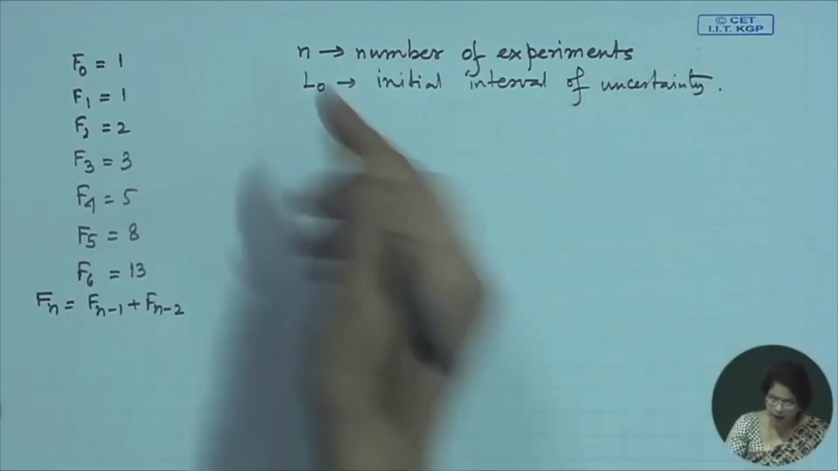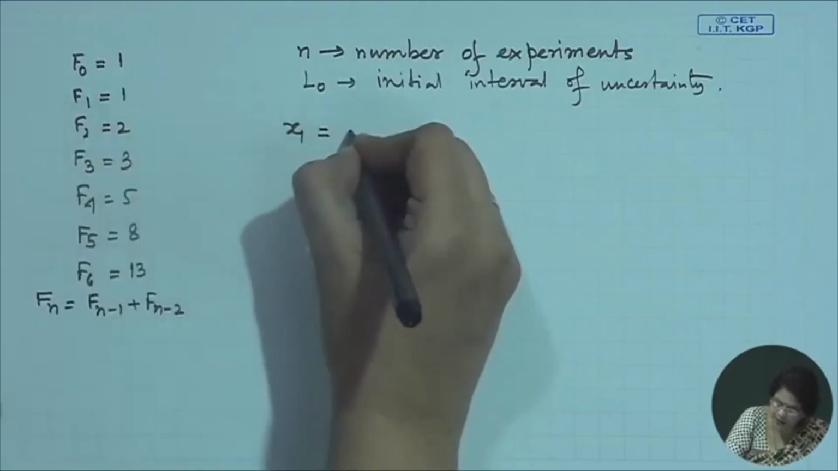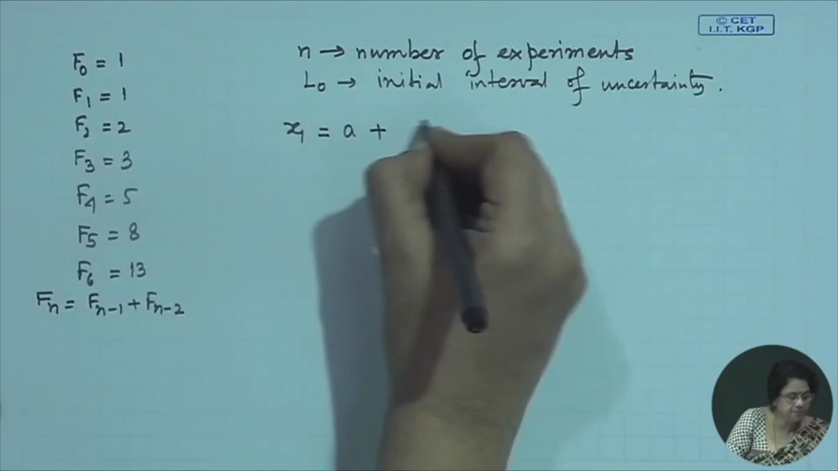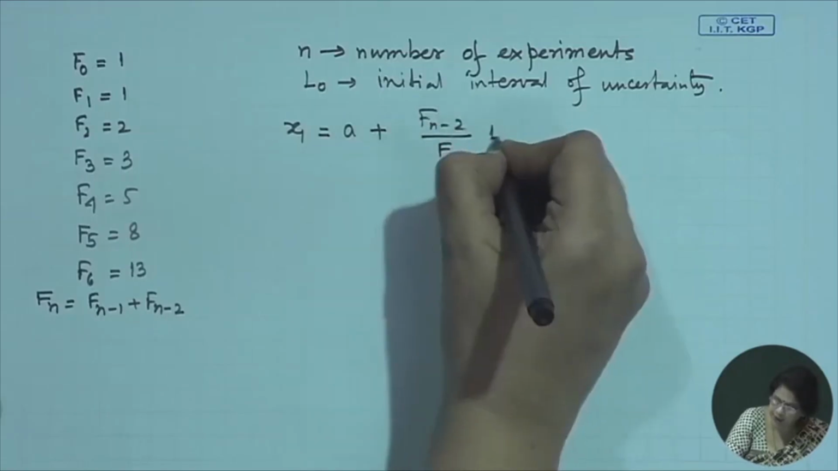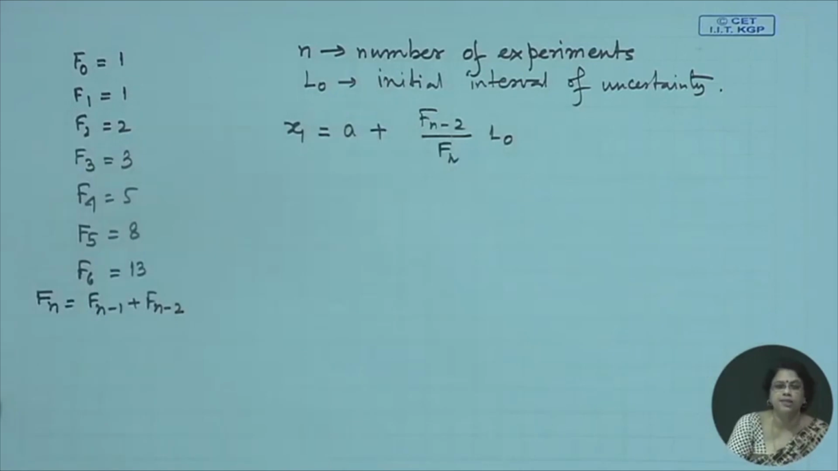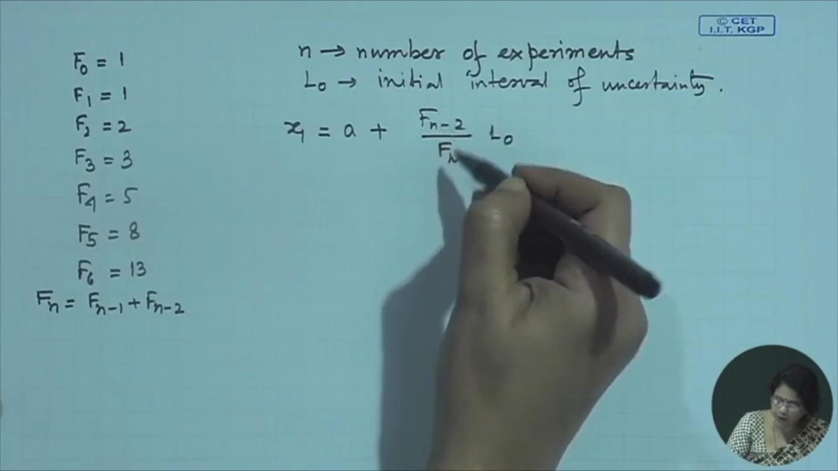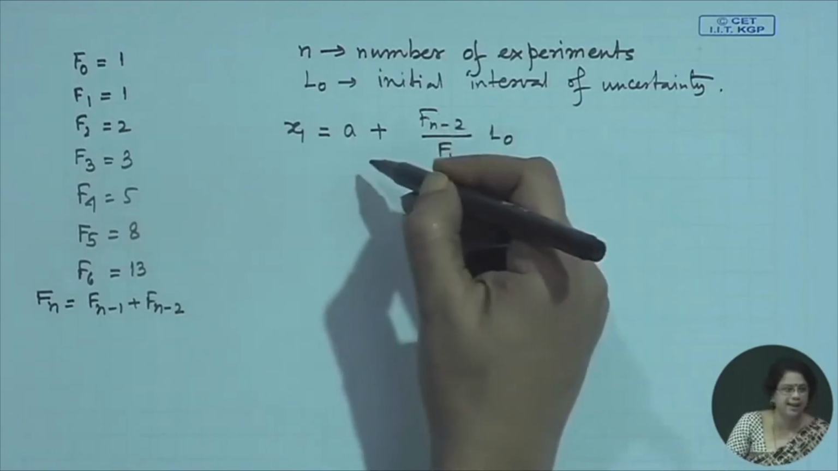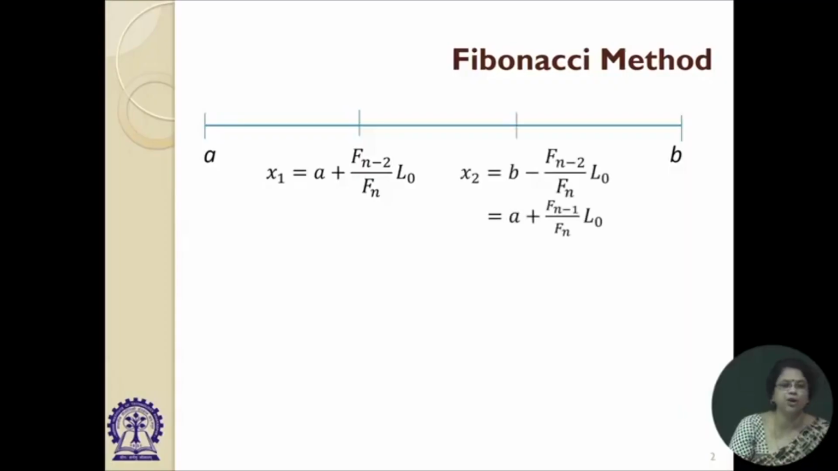Now the first point x1 would be equal to a plus Fn minus 2 divided by Fn into L0. If I have to do 6 experiments, then it would be equal to F4 by F6 into L naught and A. This is my x1. I will go to x2, because at the initial level I will find out 2 approximations at a time. After that I will do 1 at a time.